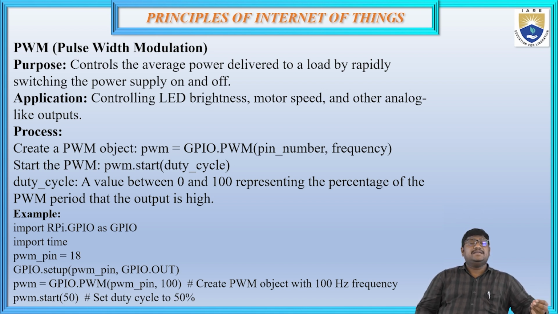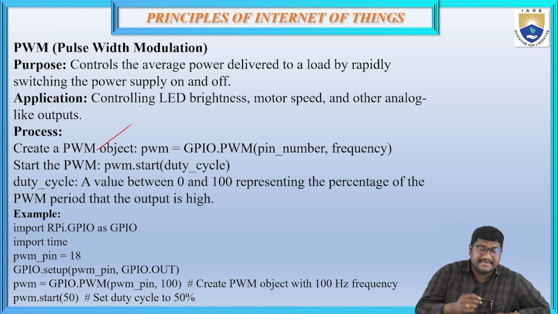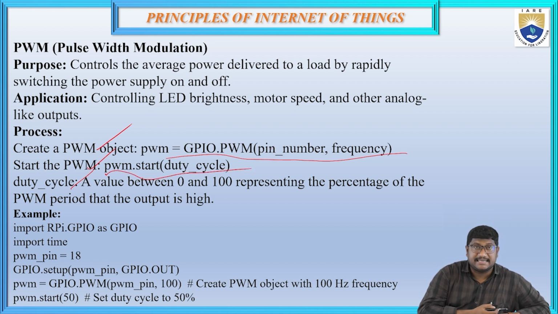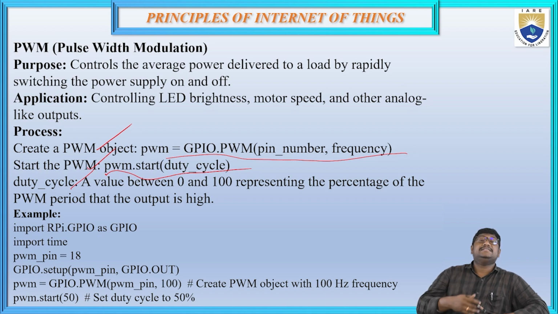These are the main purposes of the applications which use PWM, which is pulse width modulation. How is the process going to be? See how I am creating a PWM and how I am starting it, and how a duty cycle is created. PWM takes the GPIO pin number and frequency, and then you start PWM with a duty cycle. What is the duty cycle? A value between 0 and 100 represents the percentage of the PWM period when the output is high.